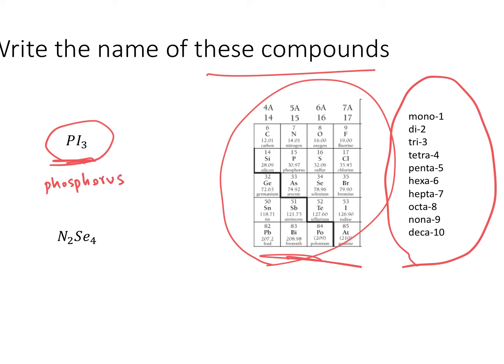Phosphorus triiodide. Okay. So because you have one at the beginning, you don't write mono, you write phosphorus. Tri, you have 3. Iodine, you write the base name of the nonmetal plus IDE. I guess IDE here. Okay. Any questions?